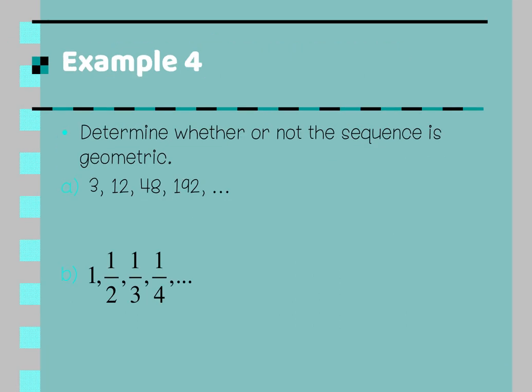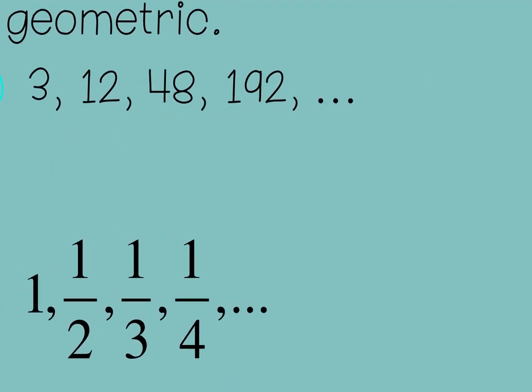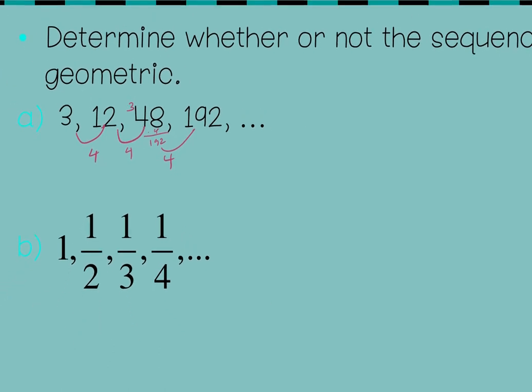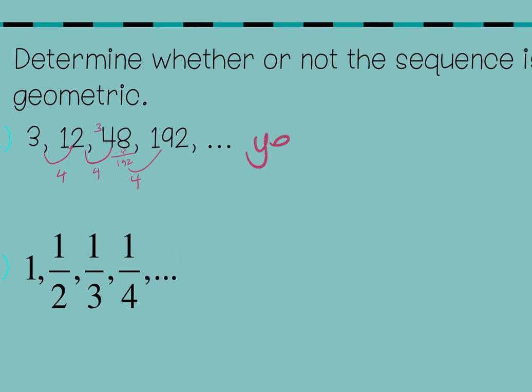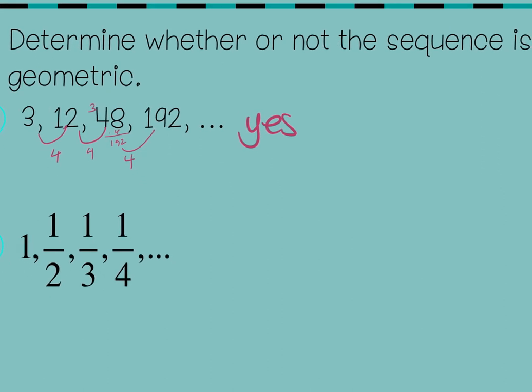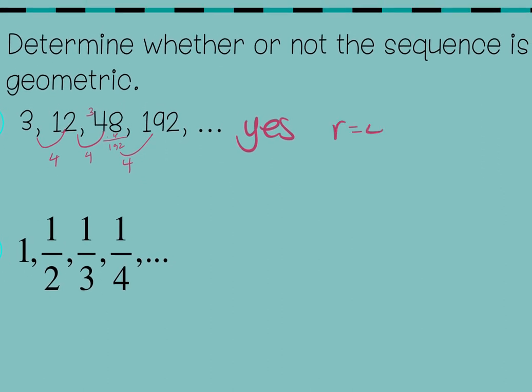All right, example 4, determine whether or not the sequence is geometric. So if I look at A, from 3 to 12, I'd be multiplying by 4. From 12 to 48, 4, and then 48 times 4, because we don't know that in our head. I mean, maybe you do, but I don't. It's 192, which is also 4. So my answer here is yes. And if it asked for it, R was 4. It didn't ask for it, but if it had, R is 4.